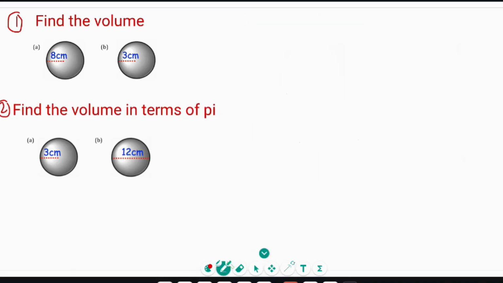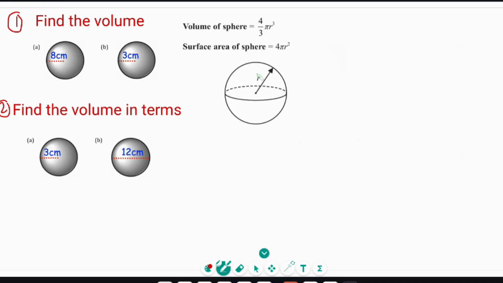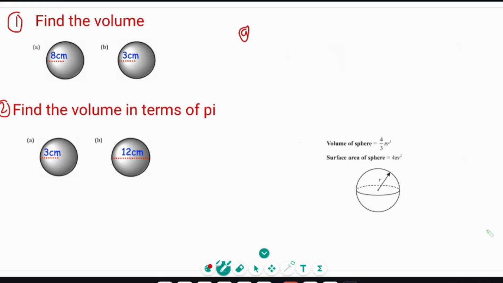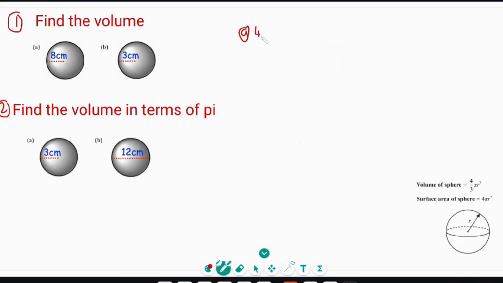Okay, so for 1A, I'll just pop on the formula again. So 4/3 times pi times 8 cubed, 2144.7 to 1 dp.